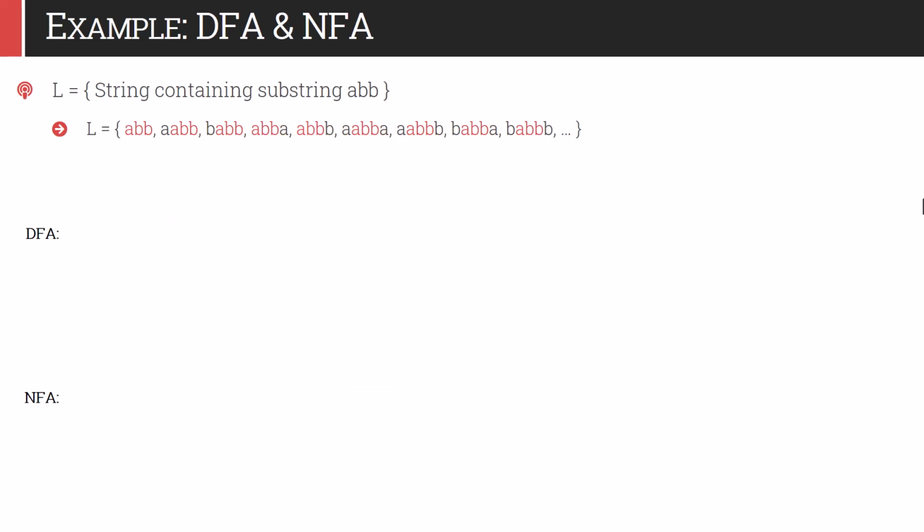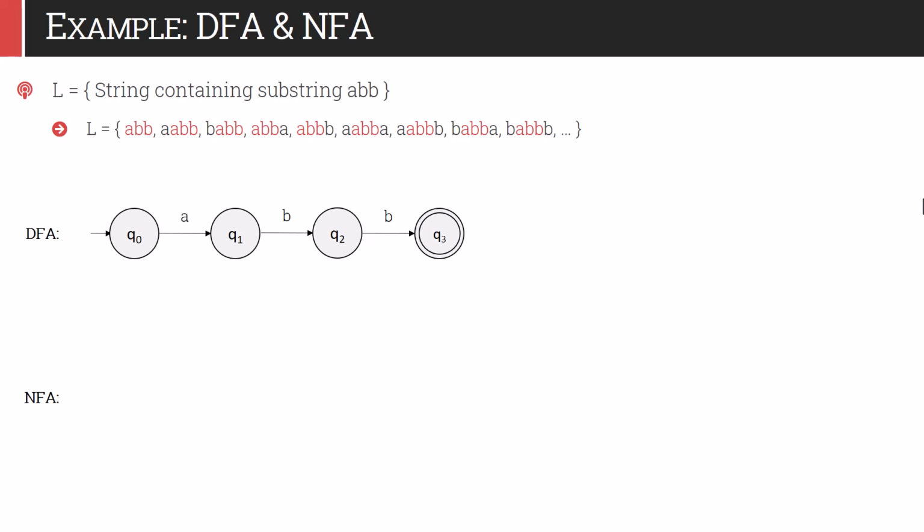The next example, strings containing substring ABB. So ABB should appear as a substring. First we'll derive the DFA for that. This is ABB. And now we will verify whether this is sufficient or not. Obviously it is not, because it produces only one string, ABB. We have to generate all strings which contain ABB.